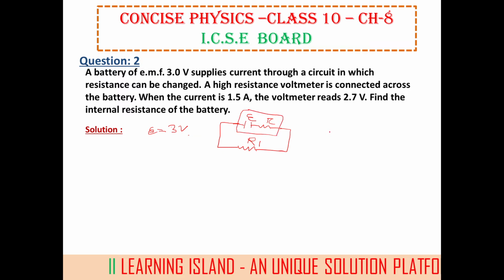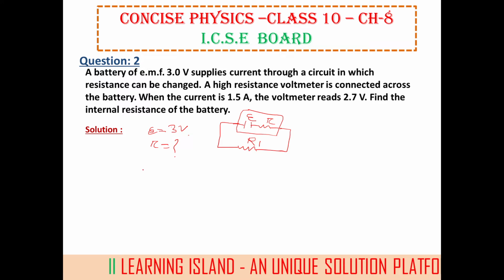Now, in the first case, it is given that when the current is 1.5 ampere, a high resistance voltmeter is connected across the battery. The voltmeter reads 2.7 volt. Find the internal resistance of the battery. So here we will have to find out the internal resistance of the battery.